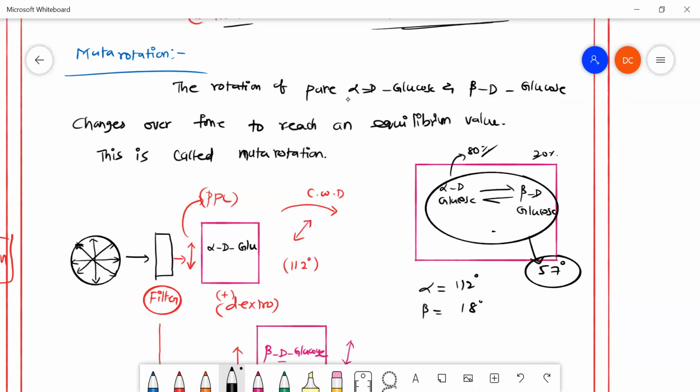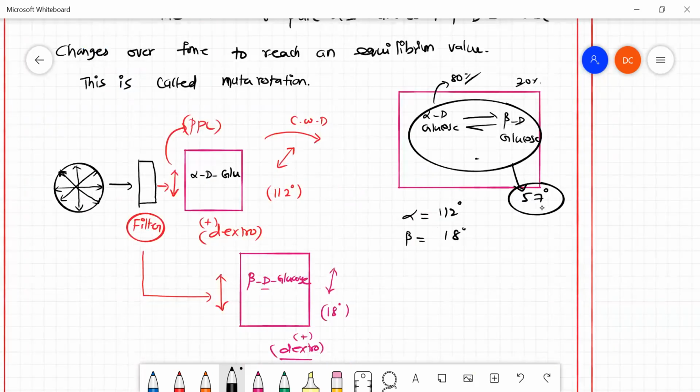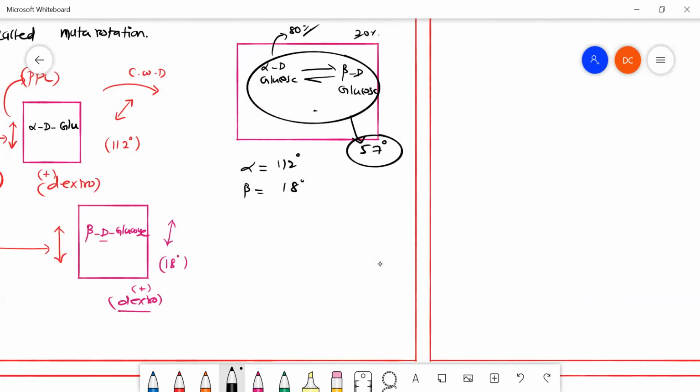The rotation of pure alpha D glucose and pure beta D glucose changes over time to reach an equilibrium value. It changes over time. That process, that phenomenon, is called mutarotation. This is involved in mutarotation. It is an important concept, so just know that.